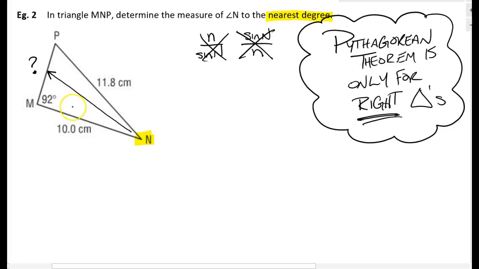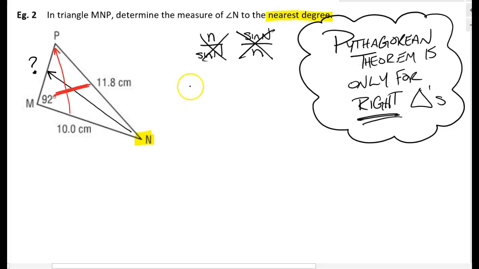But luckily, we can figure out P because we know its opposite side, and we do have one full complete ratio here of M. So what we're going to do is solve for P. That will give us 2 angles, and then we know that all the angles add up to 180 in a triangle. So we'll take M and P, subtract those from 180, and those will give us our value for our angle N.